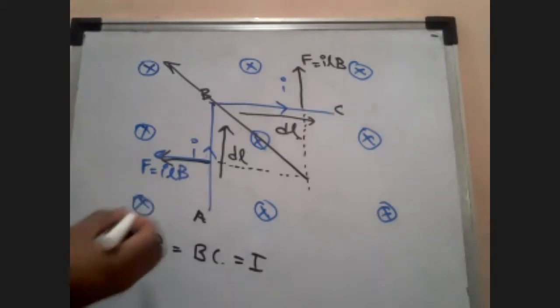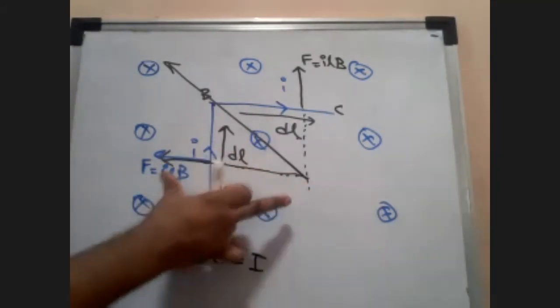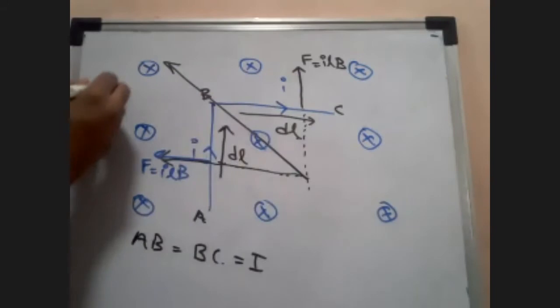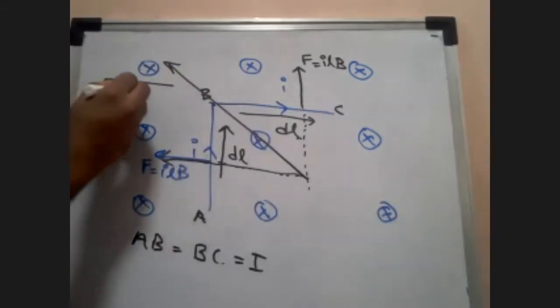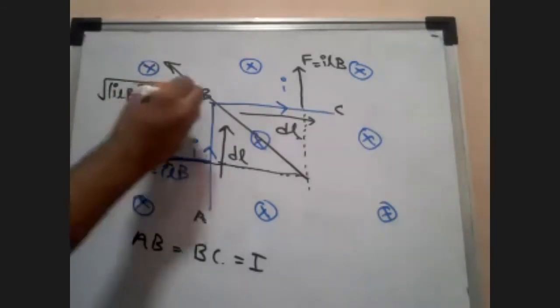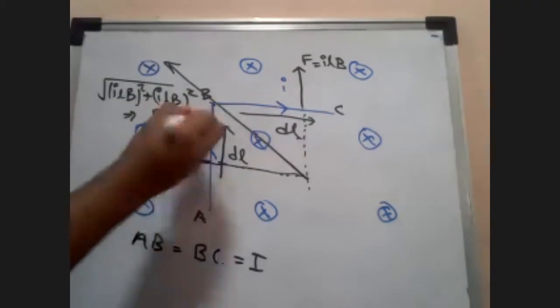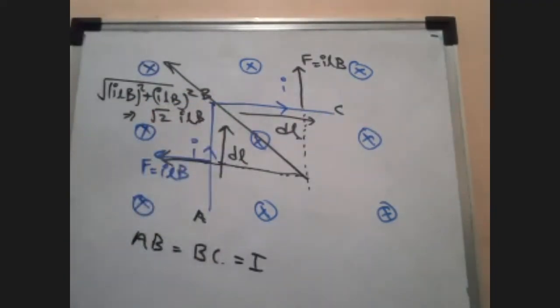Okay, this is simple as that. Pythagoras theorem you can just apply over here. Take this entire thing and shift it up. You will get (ILB) squared plus (ILB) squared. What you end up getting is root 2 ILB. So the magnitude of force is root 2 ILB.